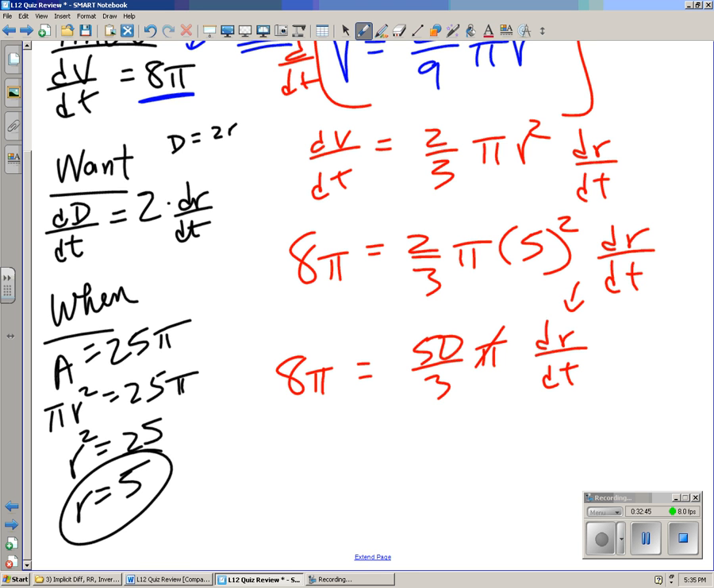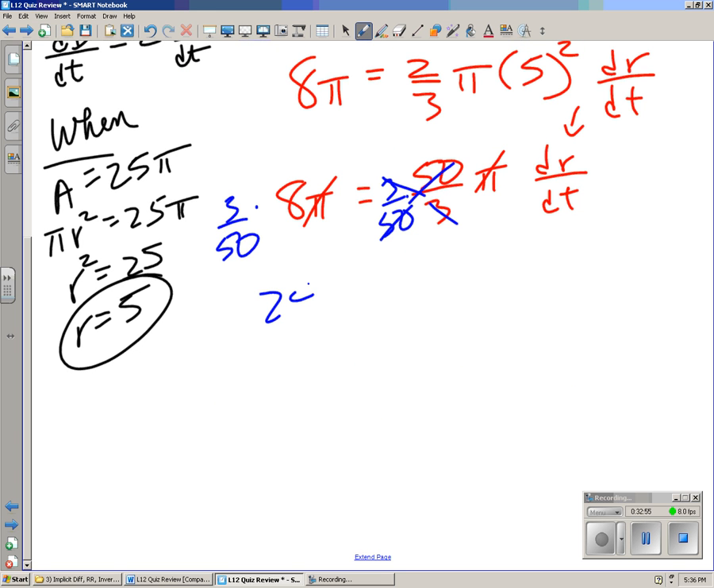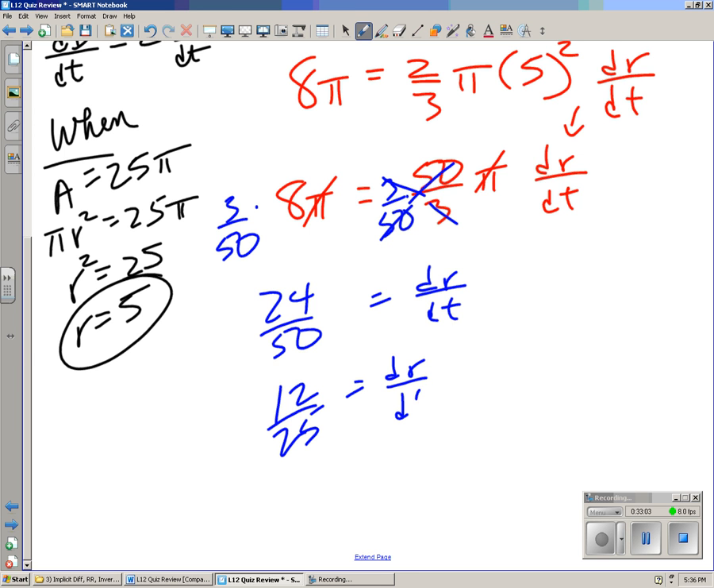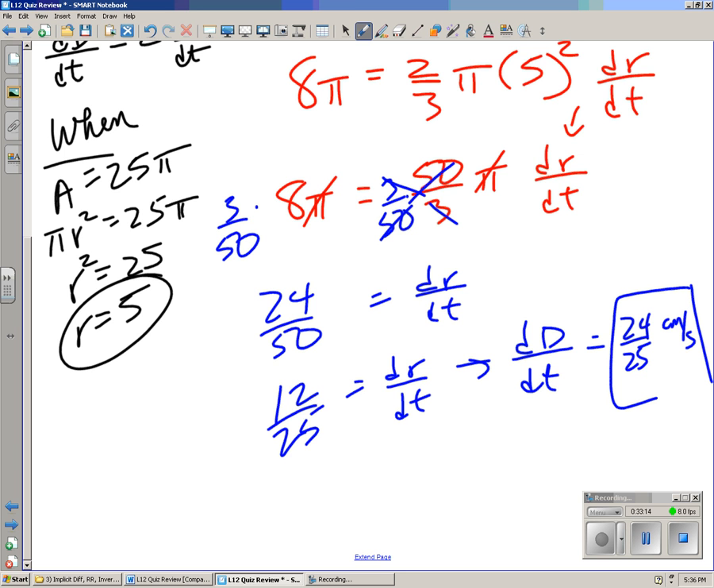So the pi's go away. We can multiply by 3 over 50 to rid ourselves of the 50 over 3. So we end up getting 24 over 50 equals dr over dt. This reduces to 12 over 25. But translating this to dd over dt requires us to multiply by 2, which is 24 over 25 centimeters per second. And that's the final answer.